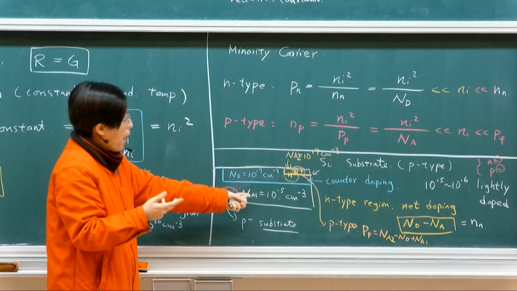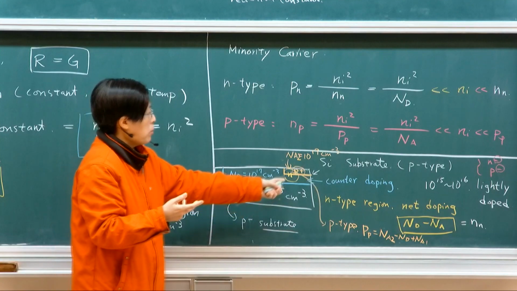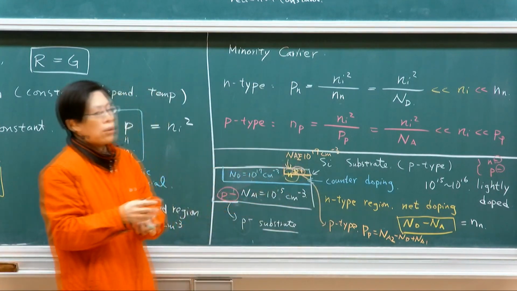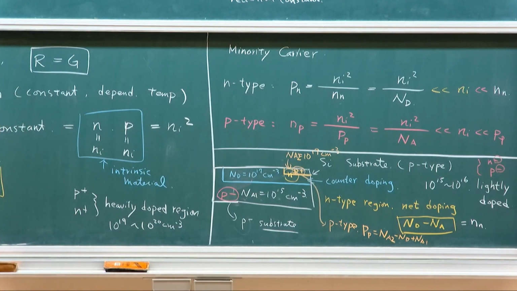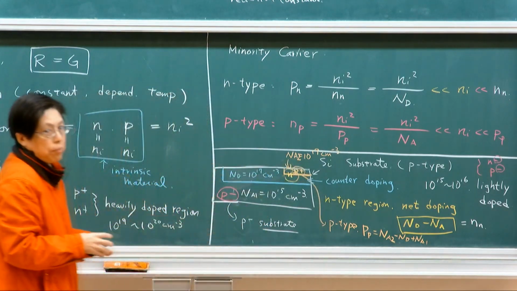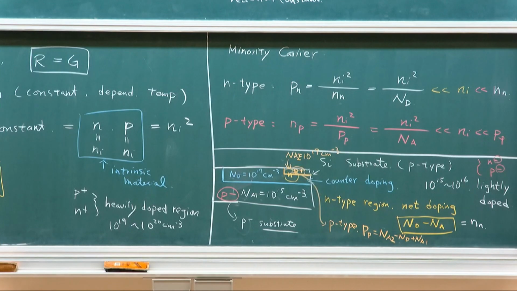So you counter dope it twice, right? But your background is 10 to the 15th. So it's 10 to the 15th plus 10 to the 19th and minus 10 to the 17th. But then approximately the heavily doped will dominate. So you will see NA2 will dominate. Okay? This is good. I have very small space for this. Sorry about that.